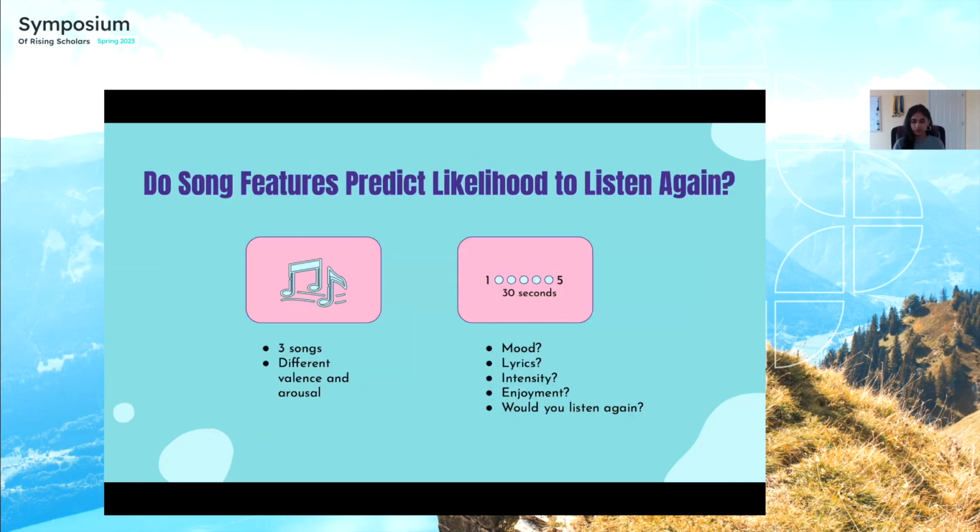Again, we're just going to go over the procedure one more time. We had participants listen to three songs and rate features of those songs. Some of the features that we tested emotional response on were lyrics, mood, intensity, and then we asked whether or not they'd listen to it again. When creating the quantitative analysis, I averaged the rating of each of these songs and looked at how those ratings relate to whether or not the person enjoyed the song and whether or not they would listen again.